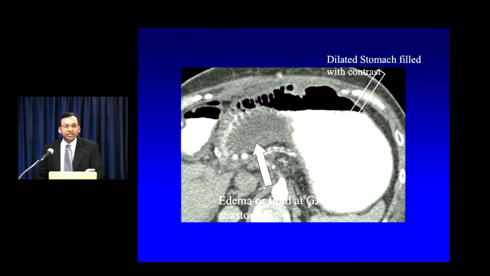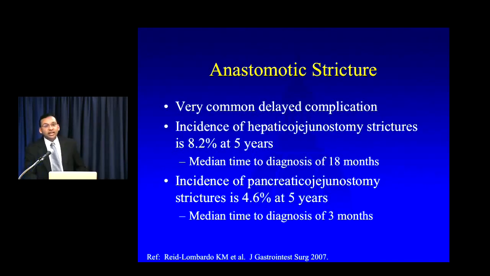But in most instances where you have discrete edema at the anastomosis resulting in some form of partial obstruction, that should resolve over time as the edema goes away. Now, in the chronic setting, one of the complications you have to think about is anastomotic stricture, and this is actually a pretty common delayed complication, both at the hepaticojejunostomy and to a lesser extent at the pancreaticojejunostomy.